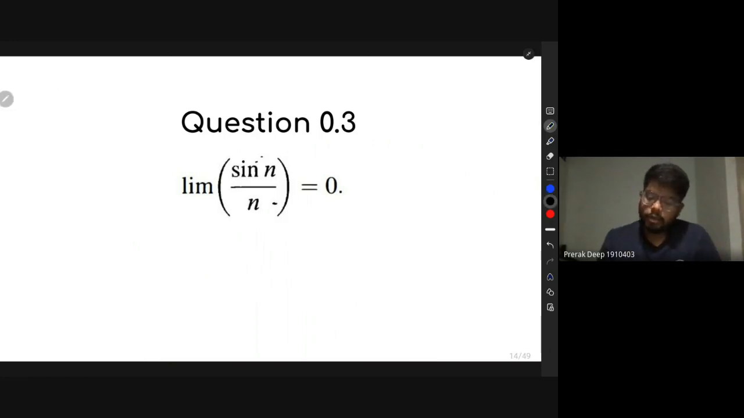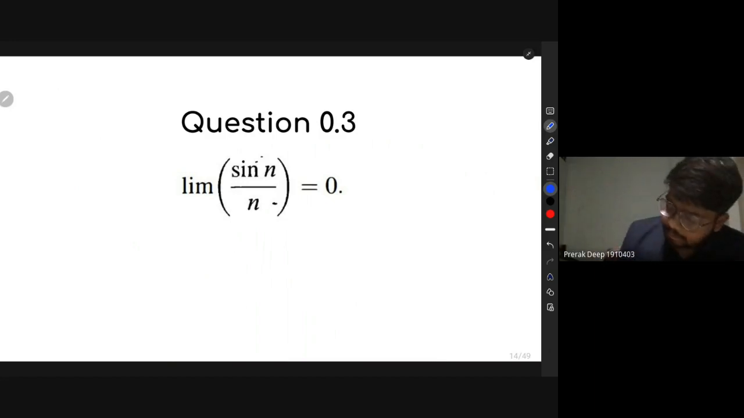Okay, so now we move on to discussing this problem, the limit of sine n over n. So what is this sequence? We will use the squeezing lemma to prove that the limit of this sequence is zero. So what is the squeezing lemma? You sandwich your sequence between some upper bound sequence and some lower bound sequence, and if they converge to the same thing, then this sequence also converges to that value.